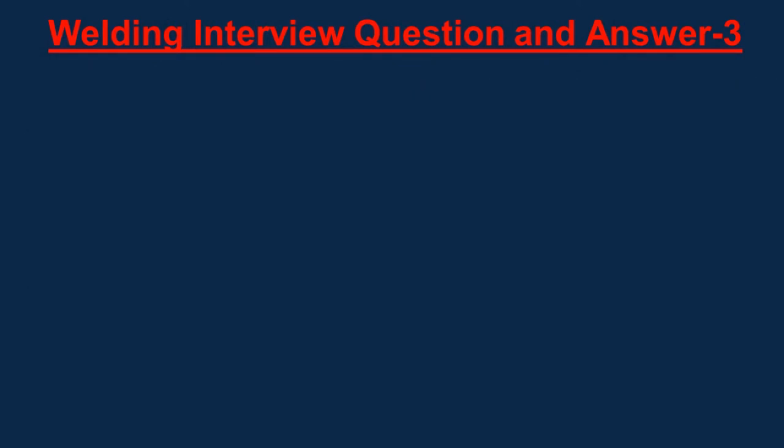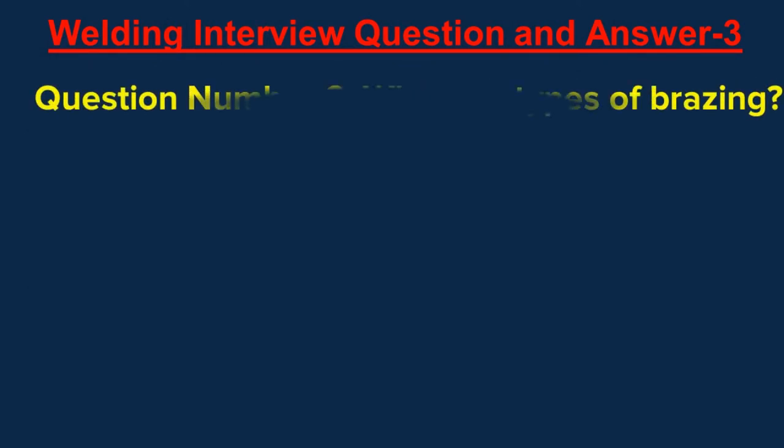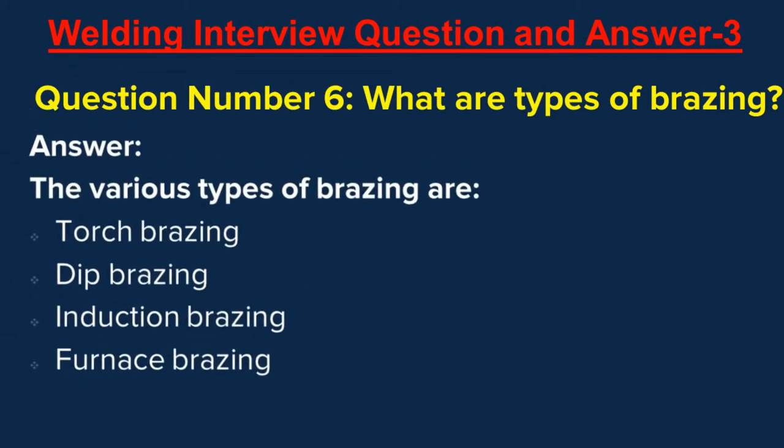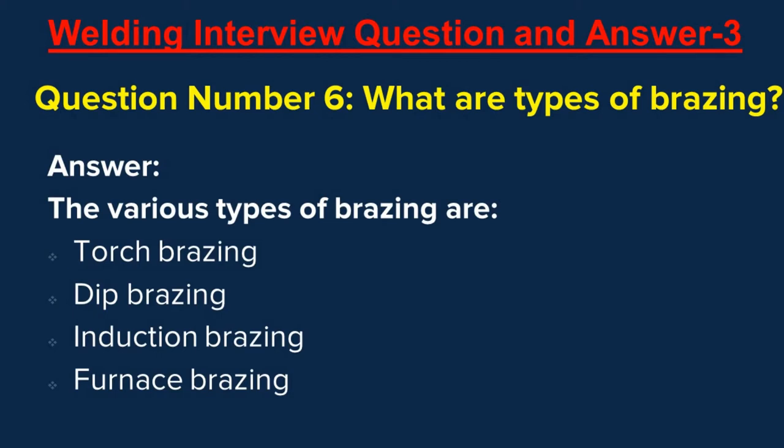Question number 6. What are the types of brazing? Answer. The various types of brazing are torch brazing, dip brazing, induction brazing, furnace brazing.